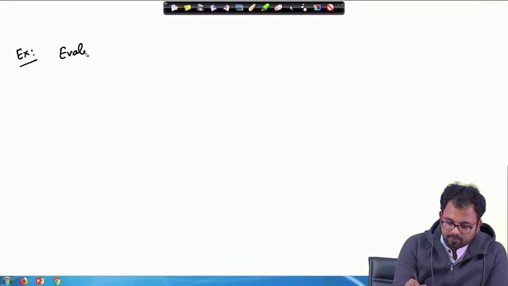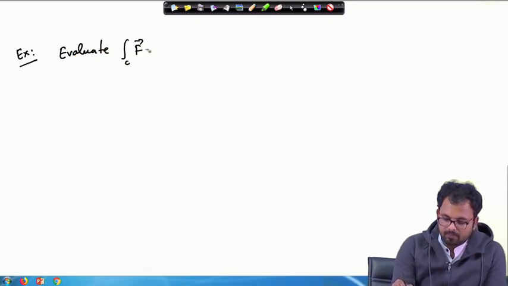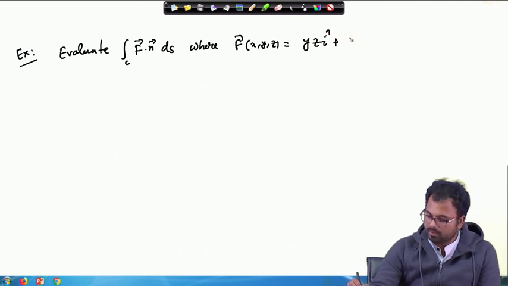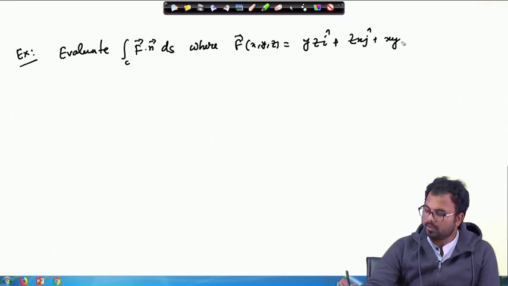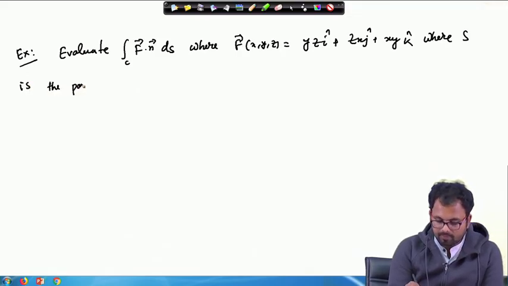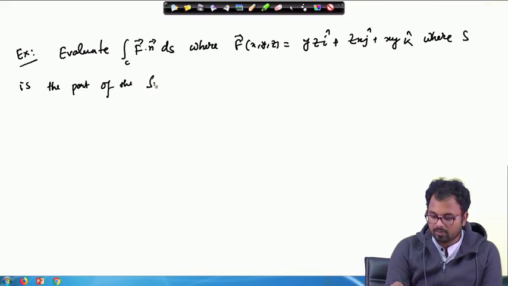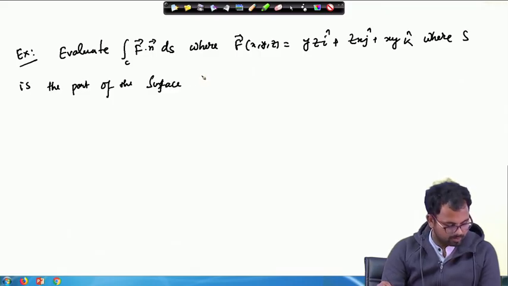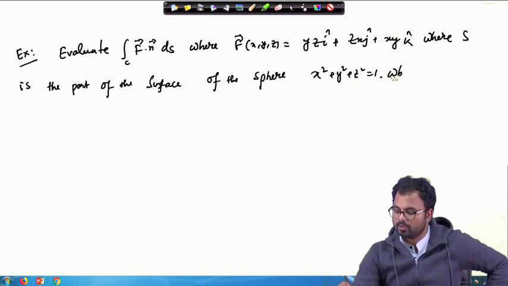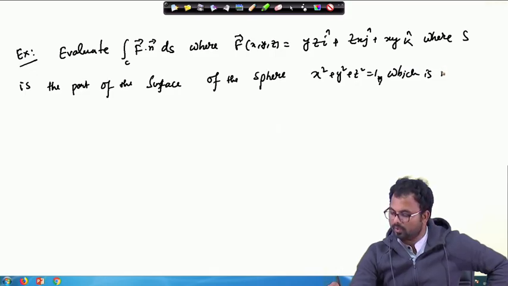evaluate the surface integral of f dot n ds, where our function f(x, y, z) is yz i plus zx j plus xy k, where S is the part of the surface of the sphere x square plus y square plus z square equals 1, which is in the first octant.